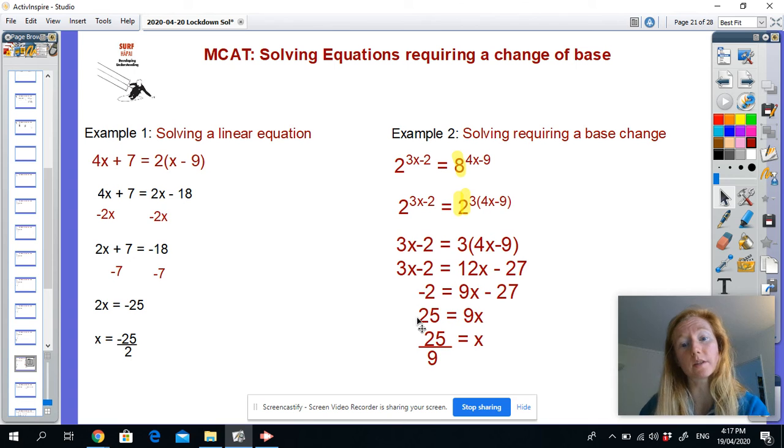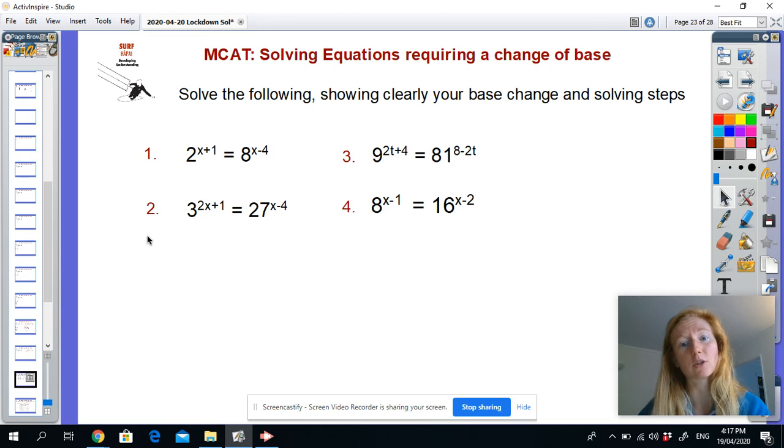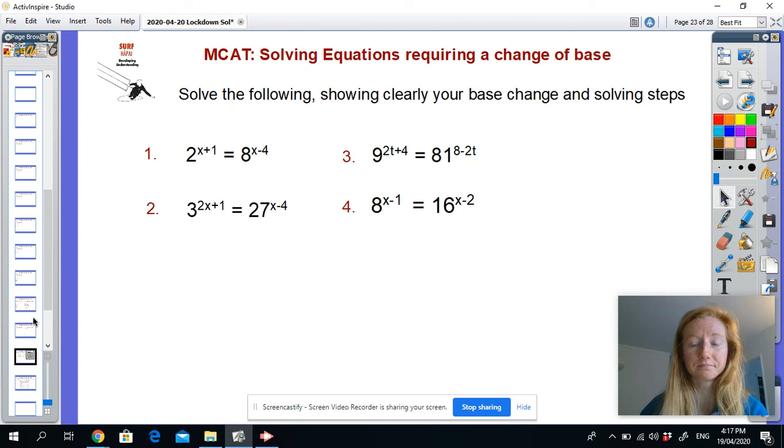So that's example 2, and that's what I'd like you to have a go at now. So on the next slide is 4 questions I'd like you to do. Feel free to watch these examples again. Write those 4 questions out in your books and have a go at those for me, please. Then come back to the video, you can mark them, take a picture, and then upload that to the Google Classroom. Let's go.